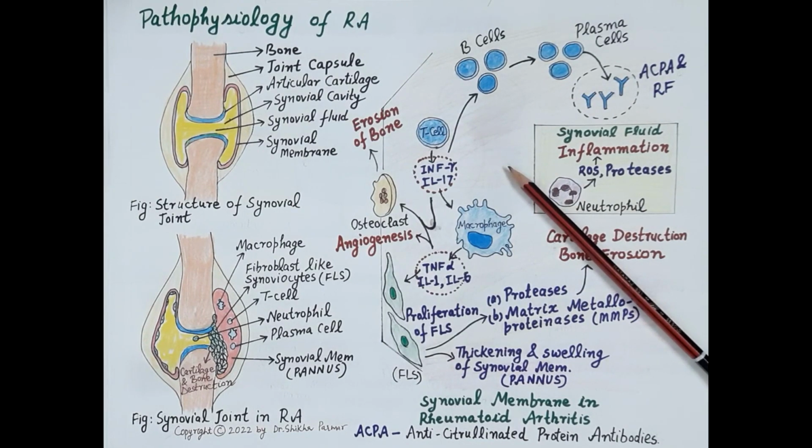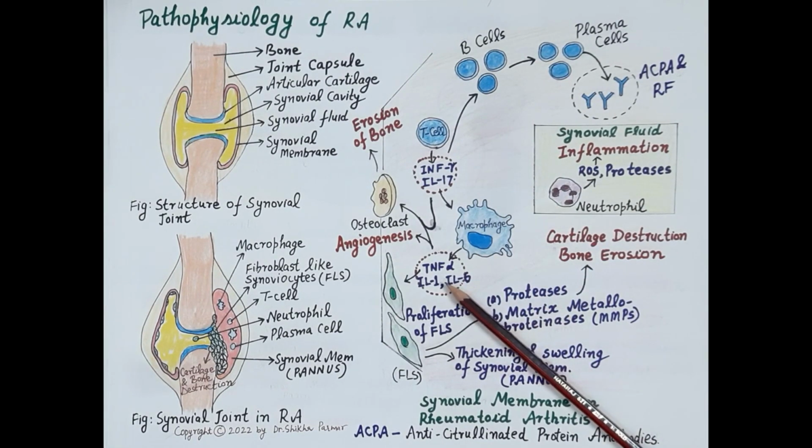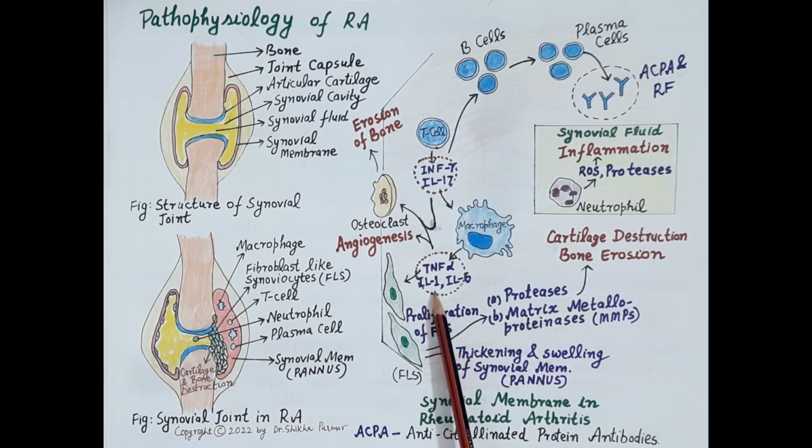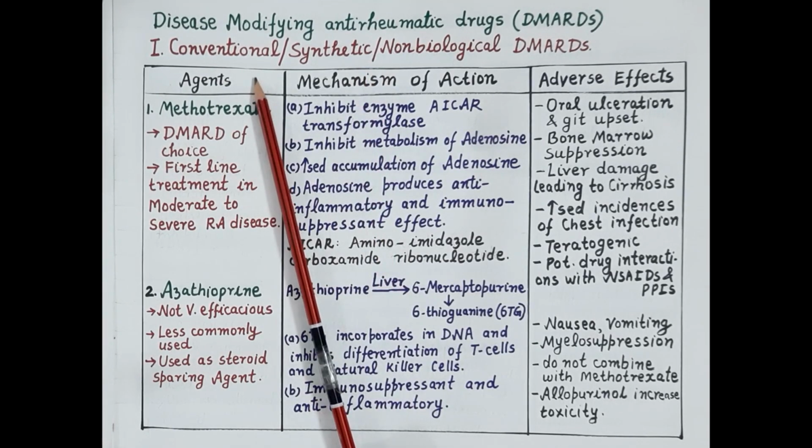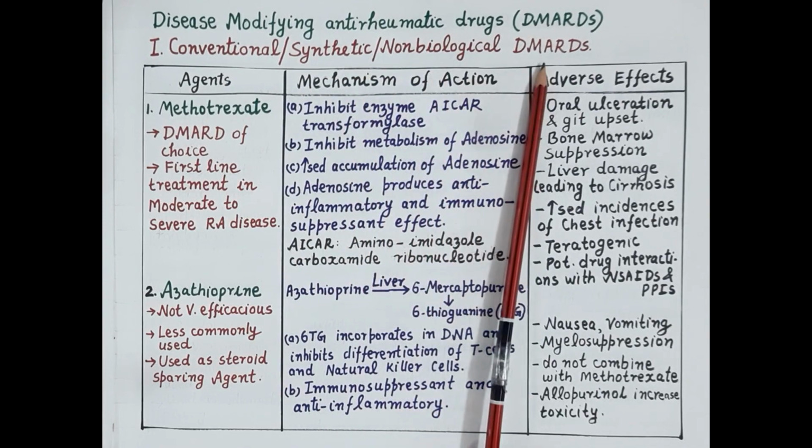On the other hand, biological DMARDs directly target cytokines like tumor necrosis factor alpha, interleukin 1. Biological DMARDs destroy these cytokines or block their function, providing relief in rheumatoid arthritis. So this is how DMARDs, synthetic as well as biological, are found to be useful in the management of rheumatoid arthritis. Now let's first discuss pharmacology of conventional synthetic or non-biological DMARDs.